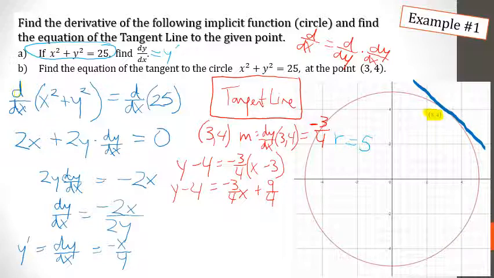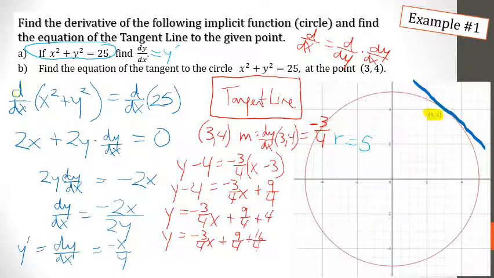9/4 is when I multiply negative 3 times negative 3. It's a positive 9, and then it was fourths. And when we take the 4 to the other side, we have negative 3/4 x plus 9/4 plus 4. And let's simplify those fractions. We're talking about fourths. And 4 is the same as 16 fourths, because 16 divided by 4 is 4. So our final answer is y equals negative 3/4 x plus 25/4.